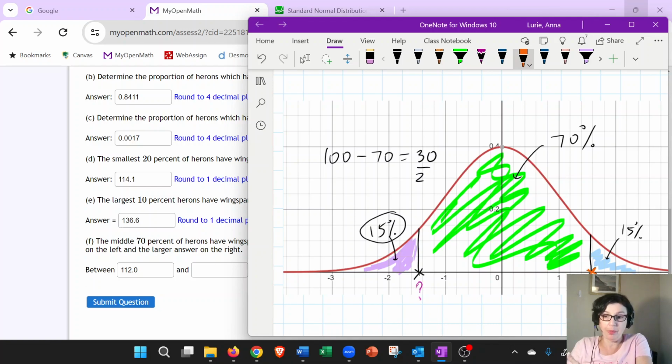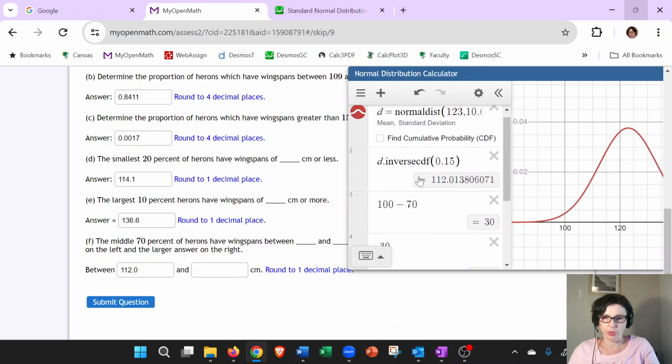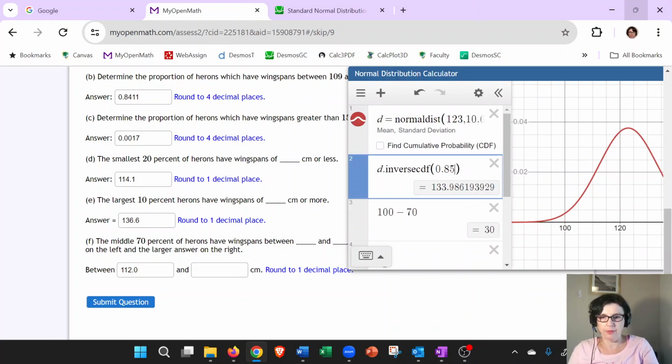To the right, actually, it will be 15%. So to the left would be 85. But do you see why it's 85? Because it's the green and the purple total. And so that's going to be 85. So that's what I will need to pass to the inverse. So 0.85. And that'll be this number right here.